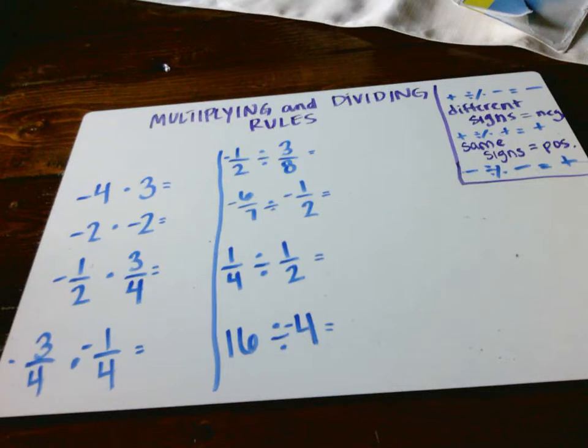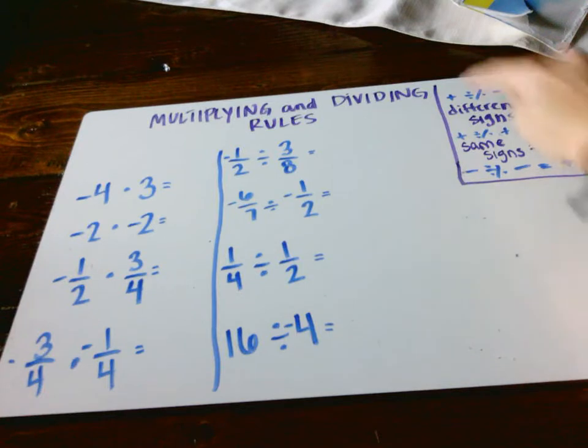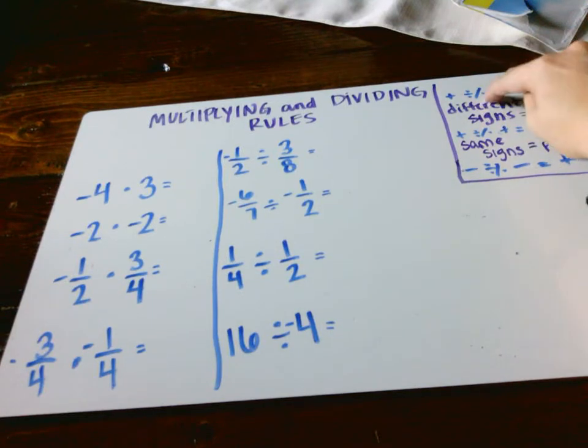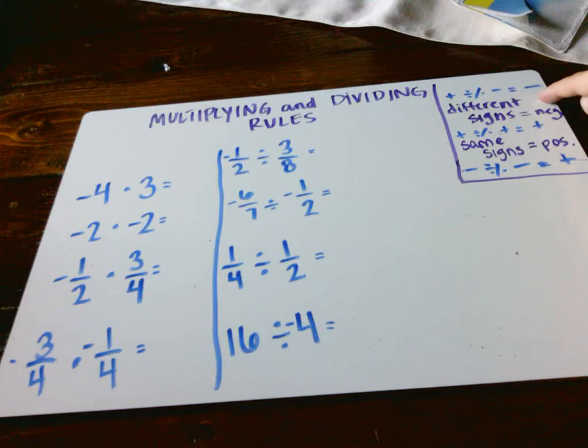So hopefully with a little practice you'll have memorized the multiplying and dividing integer and rational number rules. So I've written them in the corner to help you. Whenever you have different signs, your answer is going to be negative. So a positive divided by or multiplied times a negative equals negative.